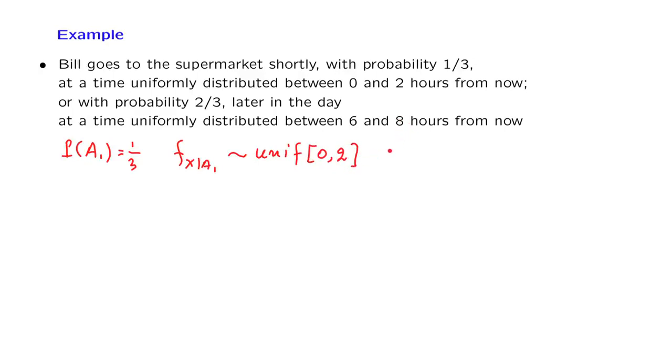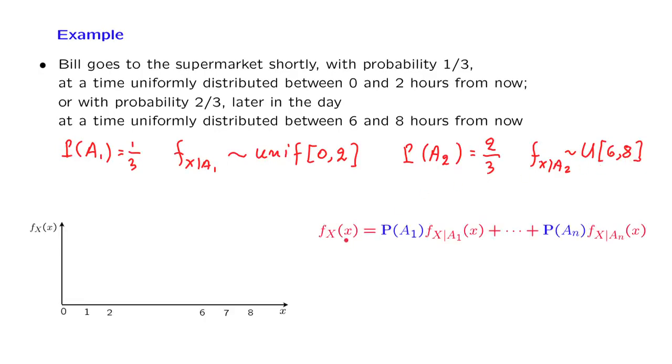There's a second scenario that Bill will take a long nap and will go later in the day. That scenario has a probability of 2/3, and under that case, the conditional PDF of x is going to be uniform on the range between 6 and 8. By the total probability theorem for densities, the density of x, the random variable, the time at which he goes to the supermarket, consists of two pieces.